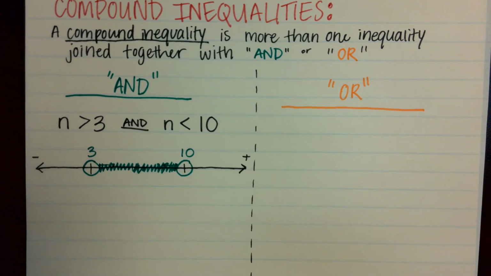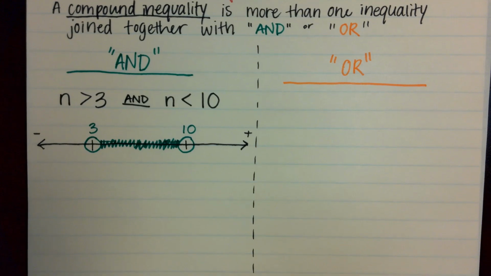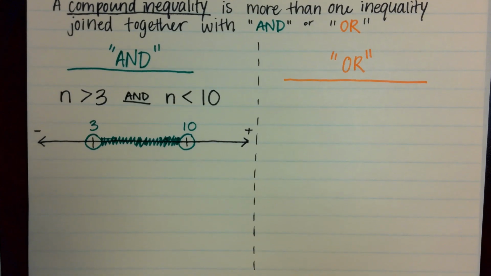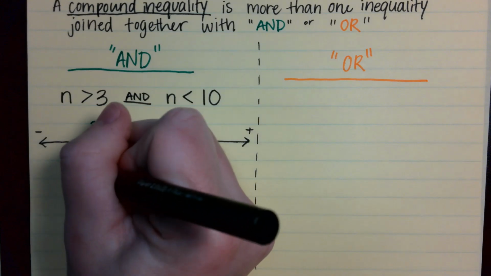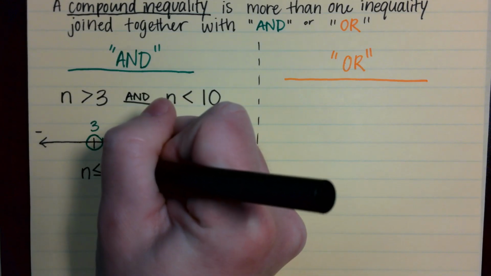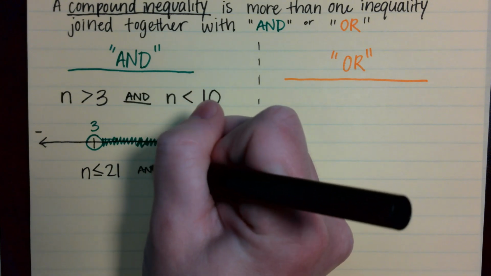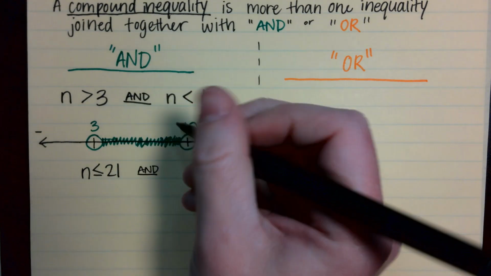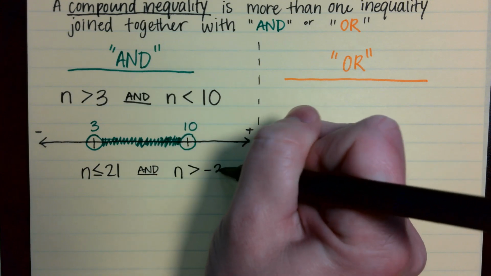Not too bad. Let's do another one together. Give you another and example. How about n is less than or equal to 21 and n is greater than -3.